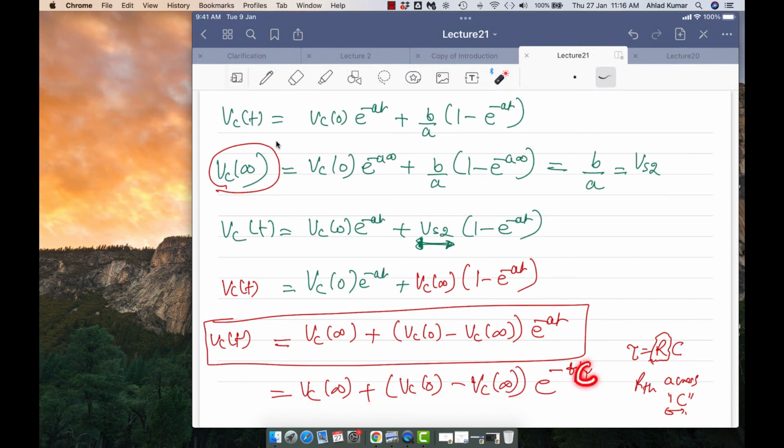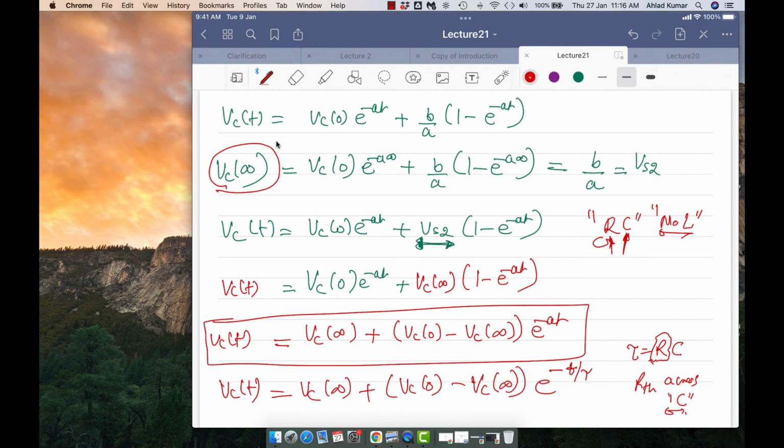And for tau, you want to calculate the time constant of that circuit, and the time constant is RC. Note that R is a Thevenin resistance across the C. So in the circuit, you have to replace the C by an open circuit, and calculate R Thevenin across it. Once you calculate that R Thevenin across the C, you can replace it here as RC. So this is the general equation for a first order RC circuit. Note there is no L, only C and R. Any questions here related to this?